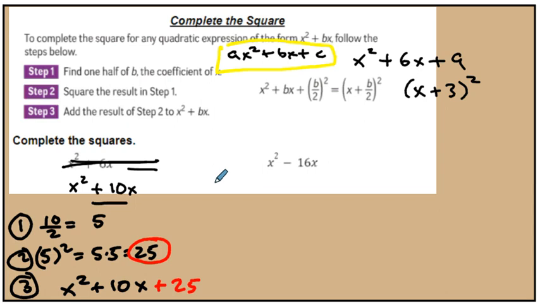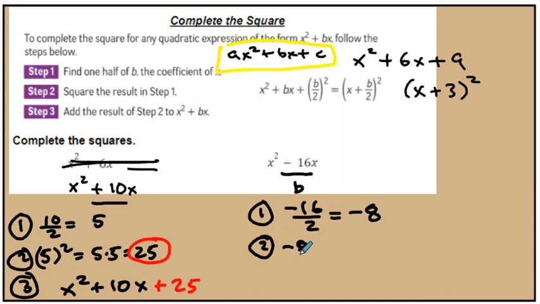Okay, hopefully you tried that. Now we're going to work through this and see how you did. First step is taking b and finding half of it. My b is negative 16, so I'm taking negative 16 over 2, which is negative 8. We're good so far. Then step 2 is we square negative 8. Negative 8 times negative 8 is the same as 8 squared, and we get positive 64.